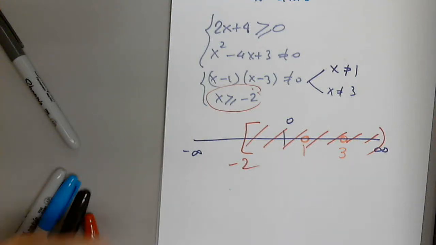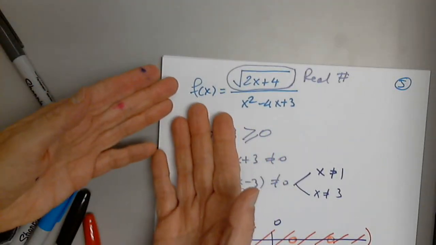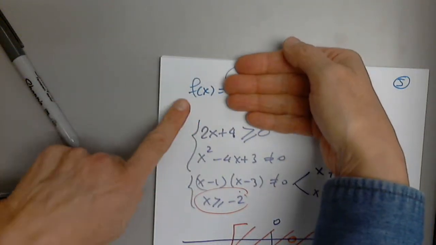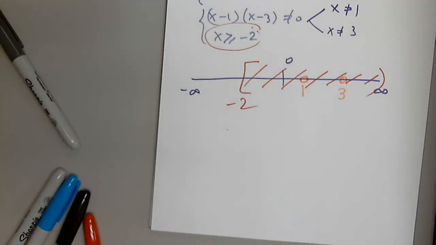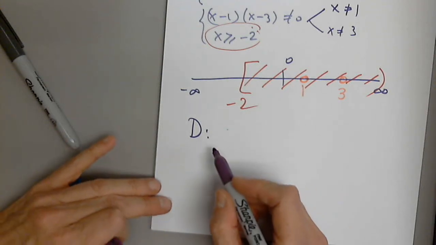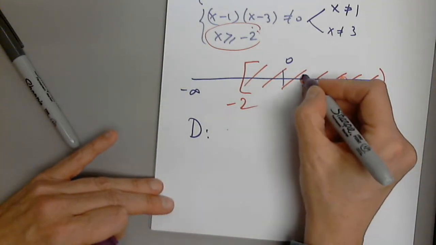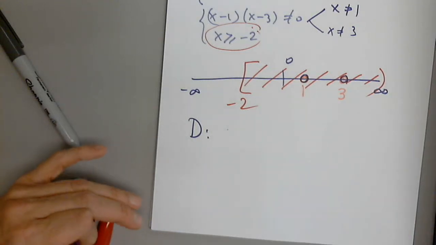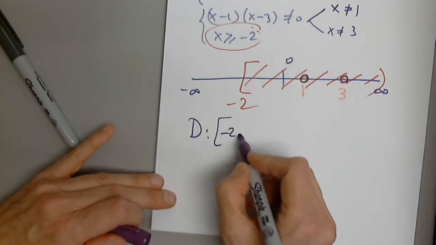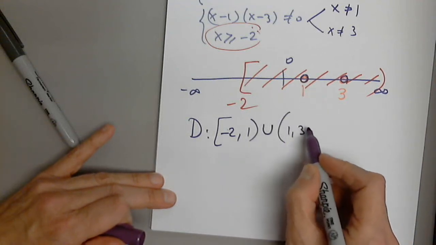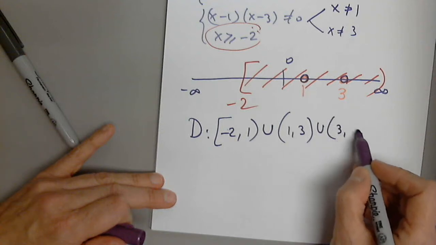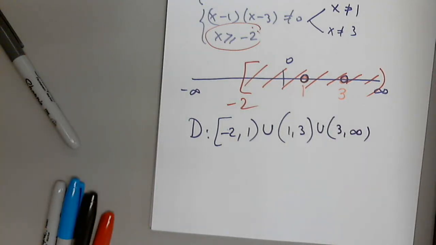So coming back, now I'm able to write the domain of the function. Not this and this, the entire function. So can anyone give us the domain of the entire function? So it's bracket negative 2 to 1 parentheses, union 1 to 3 parentheses, union 3 to infinity. Now you remember this from algebra. We've done this.